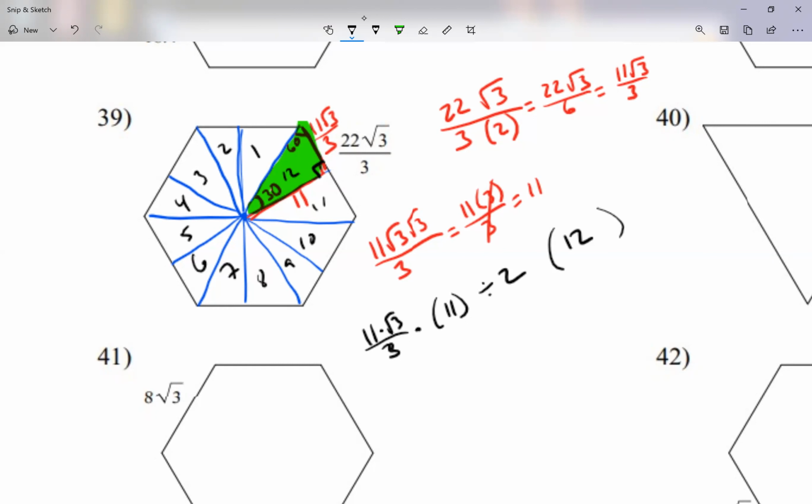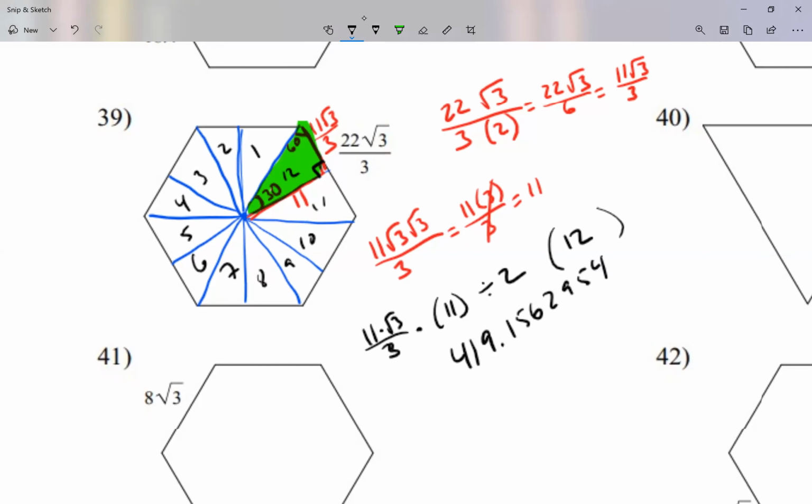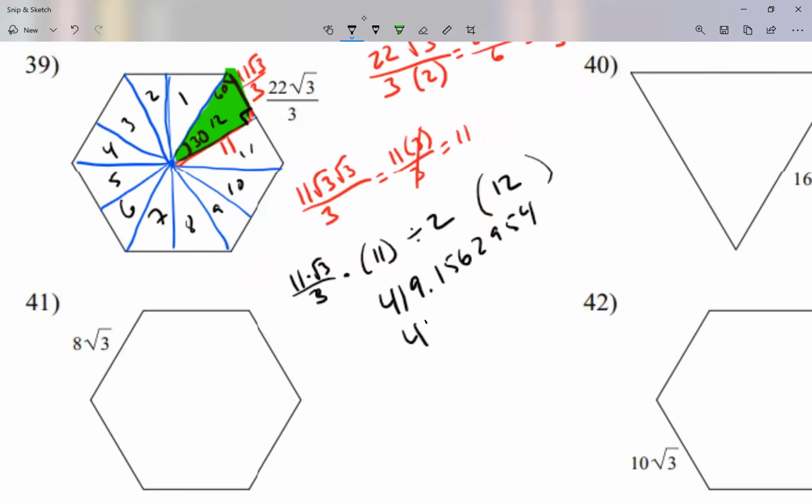Okay, my calculator gives me 419.156294. If your instruction said rounded to 1 decimal place, I'm going to call this 419.2. If it says rounded to 2 decimal places, I'm going to call this 419.16. If it says 3 decimal places, 4 decimal places, whatever it says.